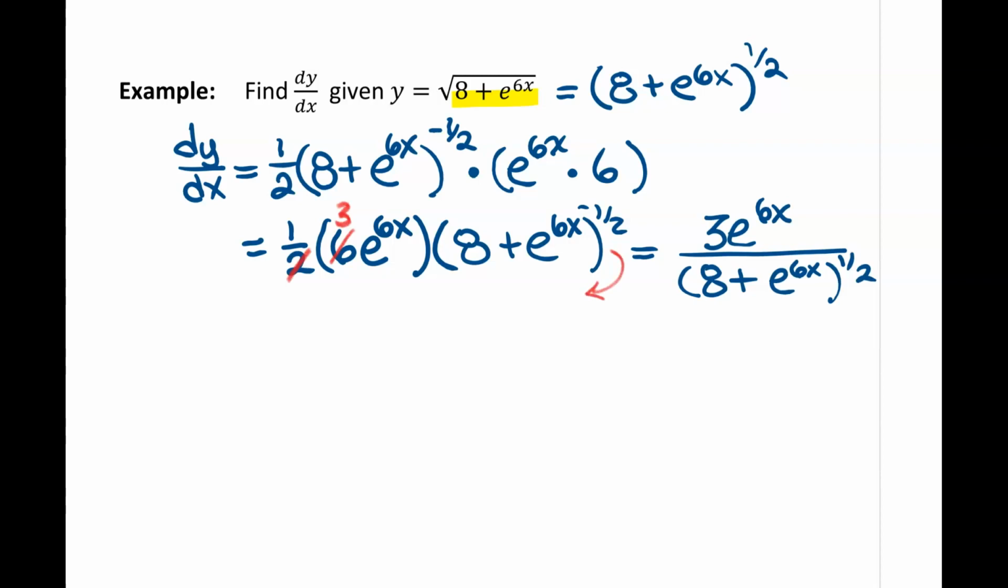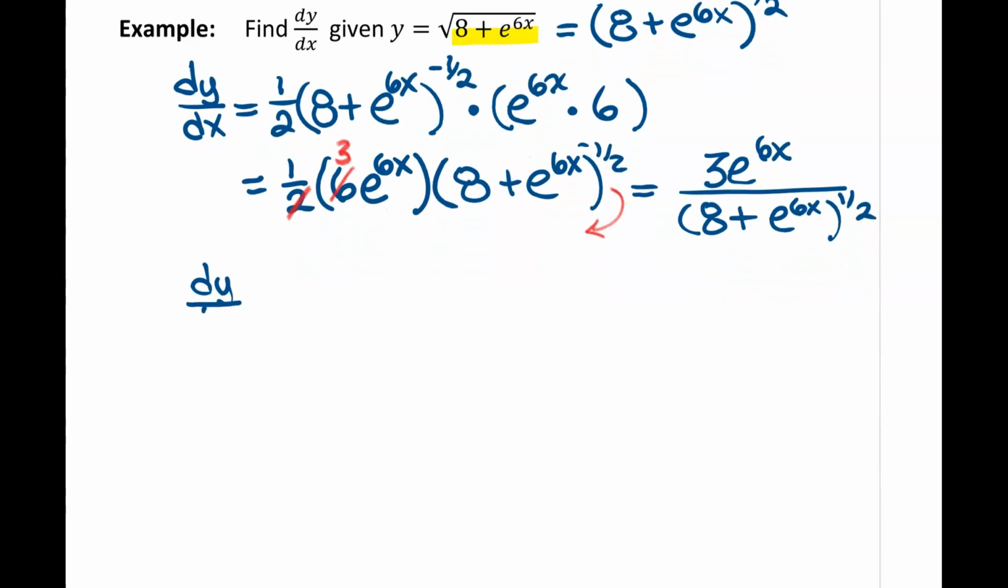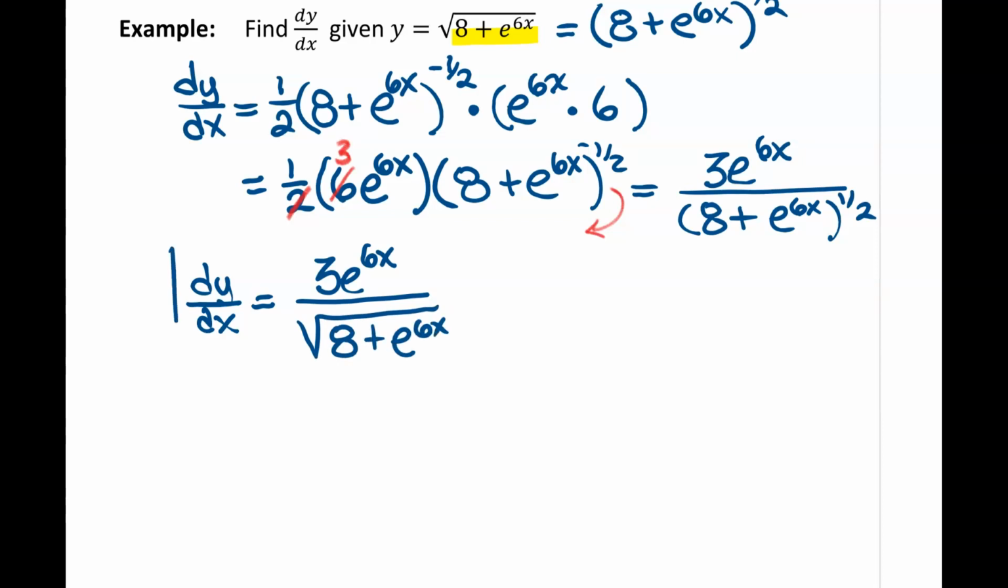And then maybe one last step here. Let's take this exponent of 1/2 and rewrite it back as a radical. So I like this way of writing our answer. So we have a square root on the bottom, 8 plus e to the 6x, and that would be a nice form of our answer.